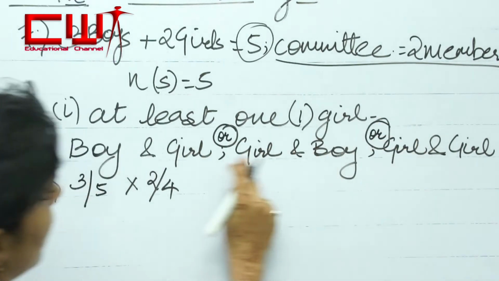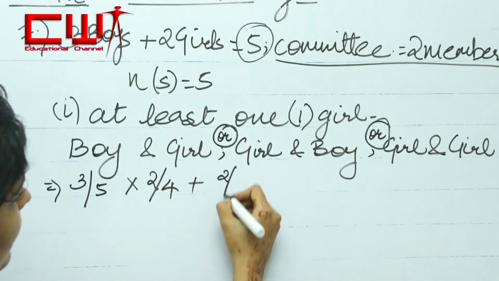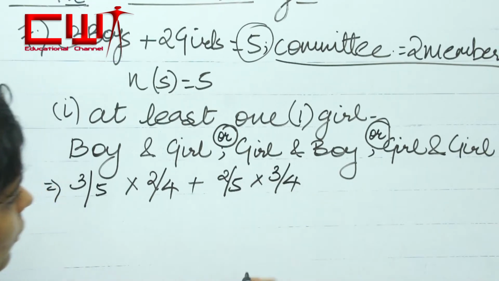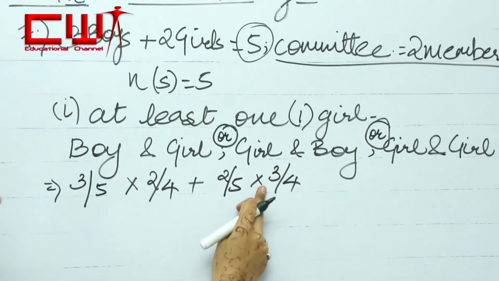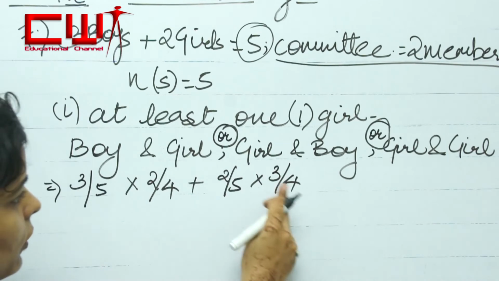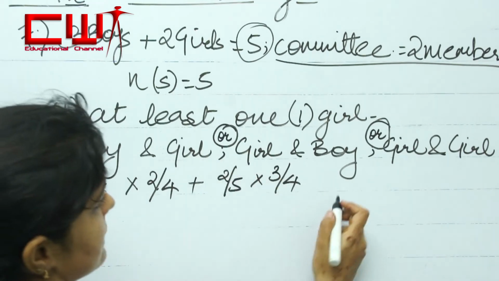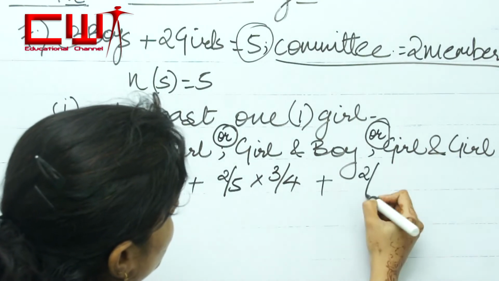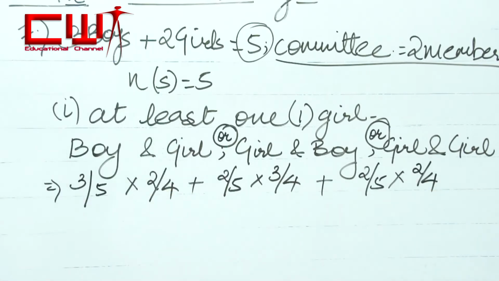So whenever or comes, what you will have? Plus. So first will be 2 by 5 into 3 by 4. There were 5 people from which 1 girl is selected. So 1 girl is selected means from 5 people, how many they have reduced to? 4. So 3 by 4. Boys are remaining the same. They are 3. Only 1 girl is selected. Plus either this, then this situation. 2 by 5 into 2 by 4.